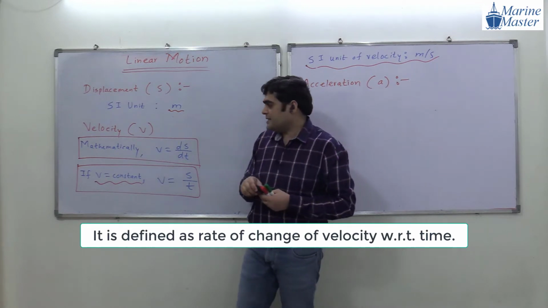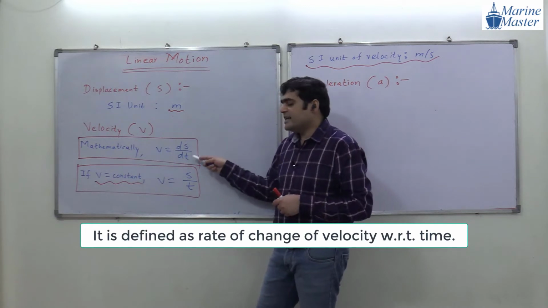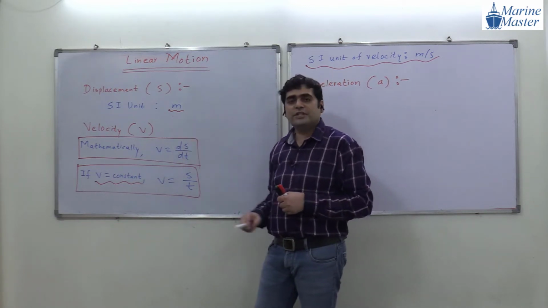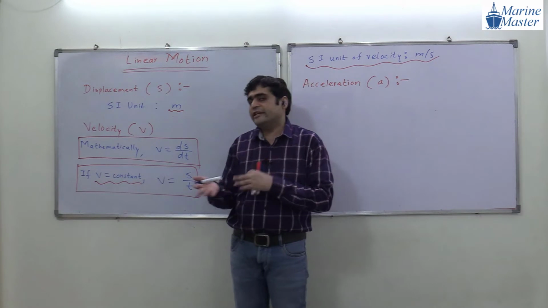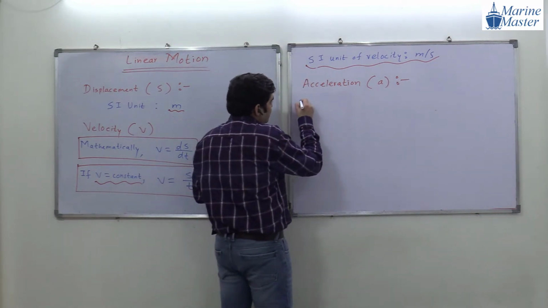Okay. Now guys, see, mathematically, how do we define velocity? ds by dt. And what is the definition of velocity? The rate of change of displacement with respect to time. So now similarly, how do we define it mathematically?